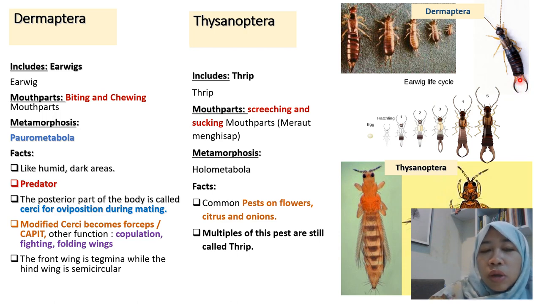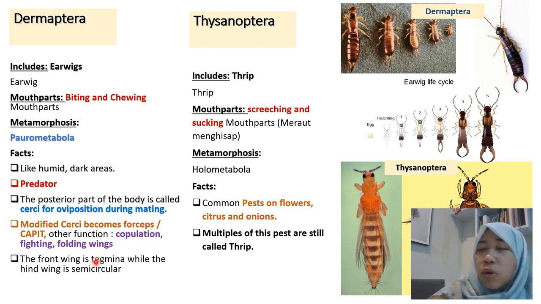But it's not only for mating, it's also for fighting, and also for folding the wings. Okay, it's for folding the wings for copulation or mating, and then for fighting, and the cerci is also for helping to fold the wings.